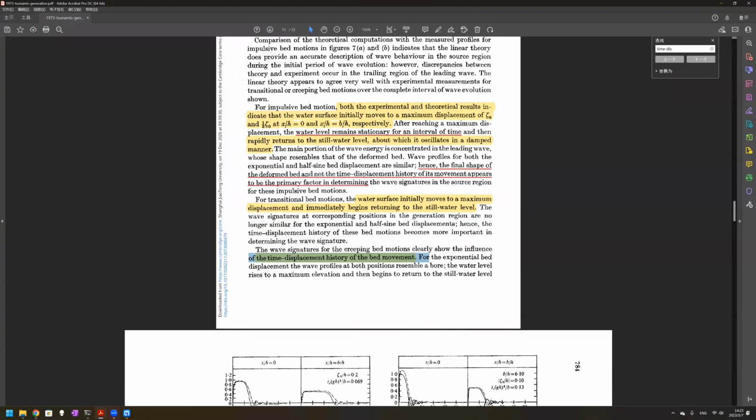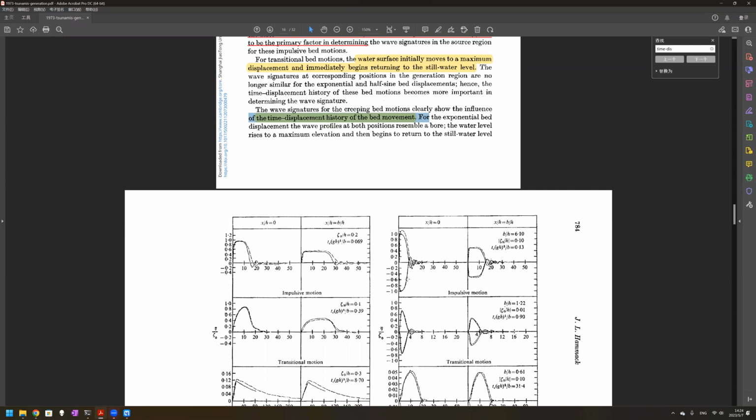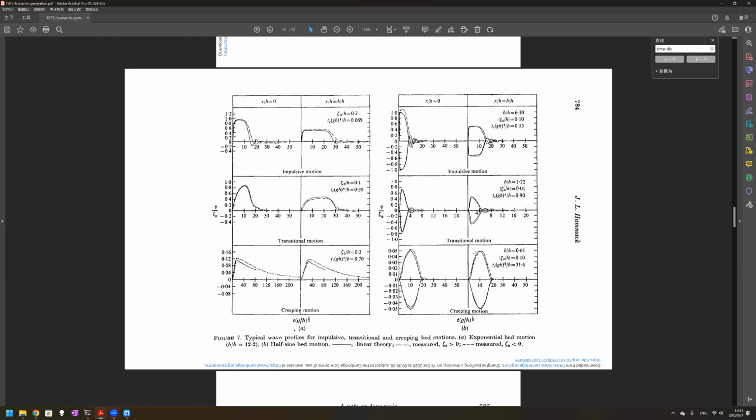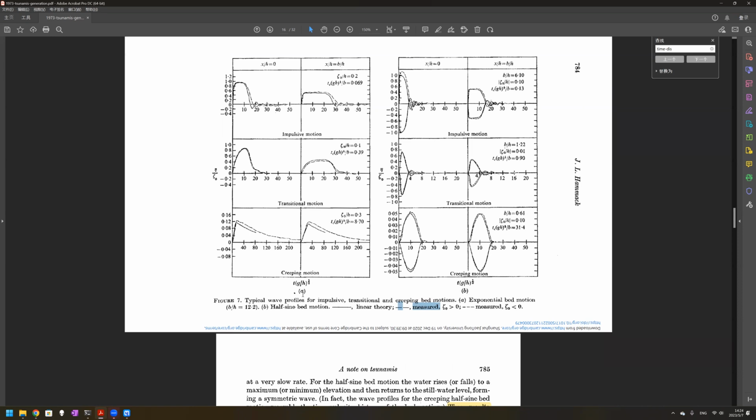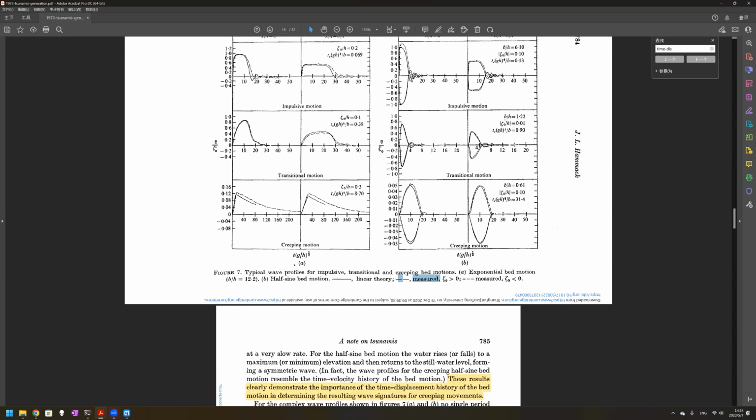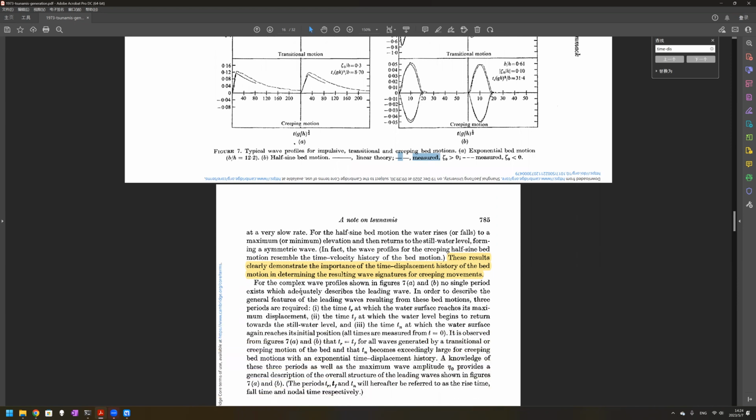And in contrast, where I did not graph, for transitional bed motions, it goes to maximum displacement, and then it immediately returns to the still water level, which does not have this stationary interval of time, the halt. And this is also the experiments versus theory, the linear theory, the measured. You can see how good it fits, the time size ratio without dividing by b, and eta over zeta naught, the elevation of the water surface over the total amplitude of bed deformation.